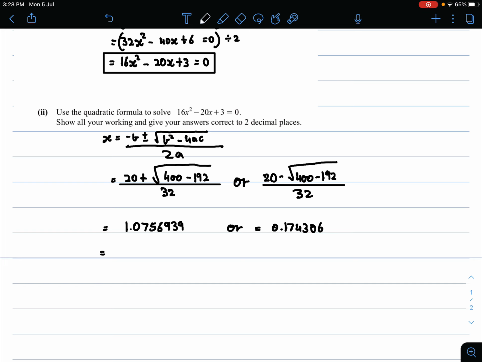So they are telling us to give our answer to 2 decimal places. Therefore, our final answers will be 1.08, because the number to the right of the second decimal place is a 5. Therefore, it will round off the 7 to the next number. Or the answer would be 0.17. Since 4 is less than 5, it won't round off the 7 to the next number. Therefore, these will be your 2 values or 2 answers for part F2.